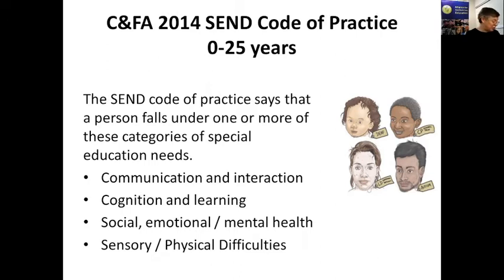Third category, social, emotional, and mental health. For example, autism, ADHD, and pathological demand avoidance. Fourth and final category is sensory and physical difficulties. For example, muscular dystrophy, cerebral palsy, deaf, visual impairment.